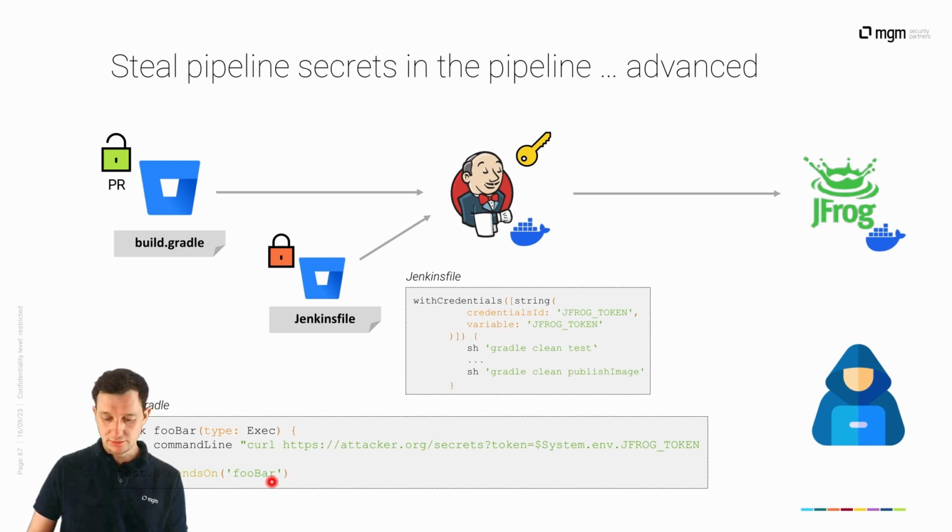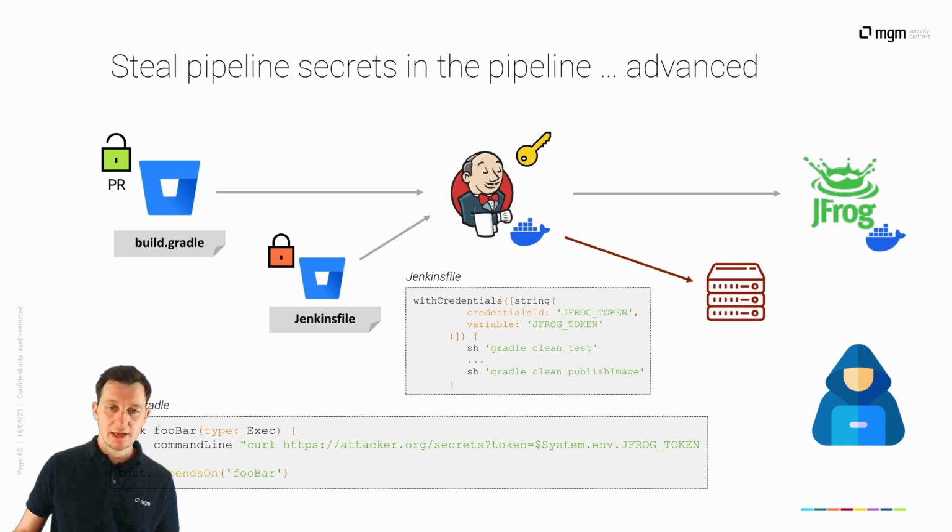So then if this is successful, and in this case here we just assume it is, the build system, before any test case is running, is sending the information, the token in this case, to our adversary controlled server, and we have a problem here.